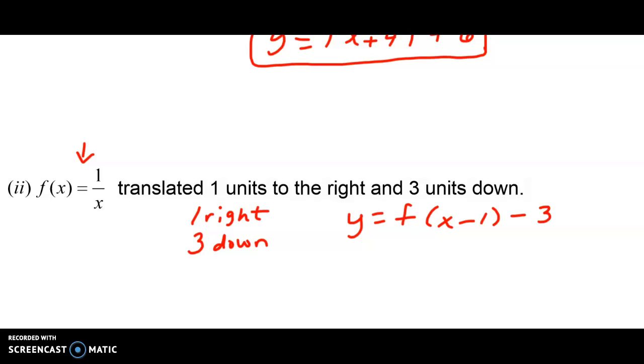So I know that I'm going to replace this into the specific function that they ask me. So my function would be written as 1 divided by x subtract 1 and then subtract 3.